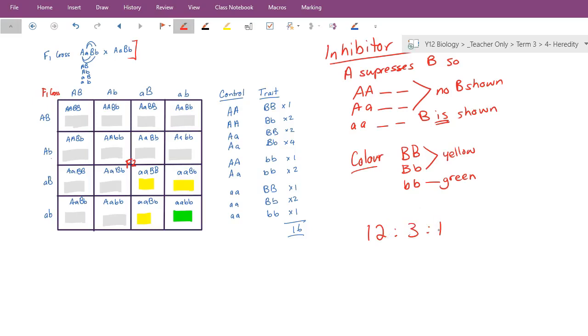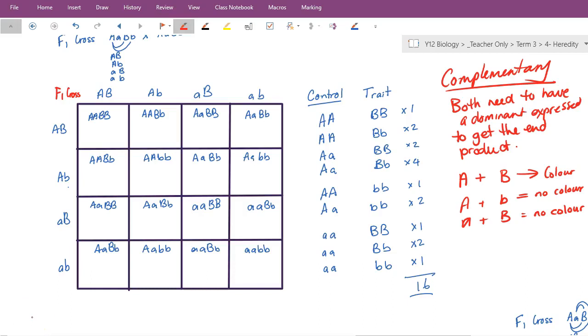Now in complementary genes, this is where both of them actually do some of the steps to get the job done for a phenotype. So in the case of purple pea plant flower color, both A and B make part of the process for getting the purple color in the flower, and if either of them don't work, you end up with a white flower with no color. So in this case, we actually need both of them to have at least one dominant allele in order to get color.